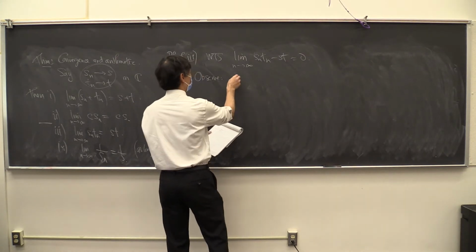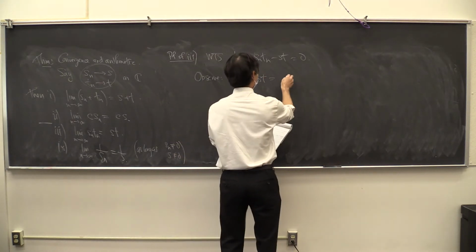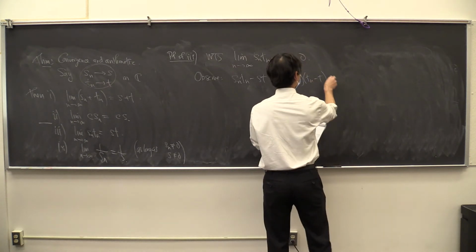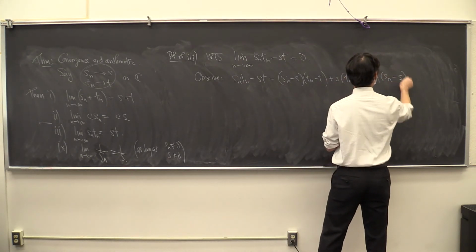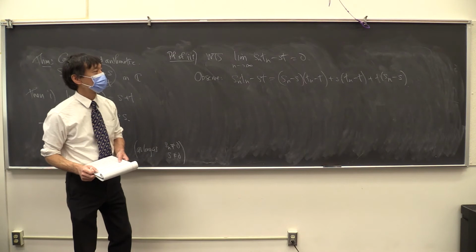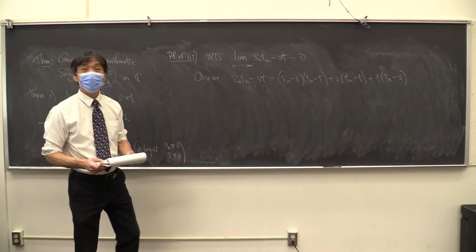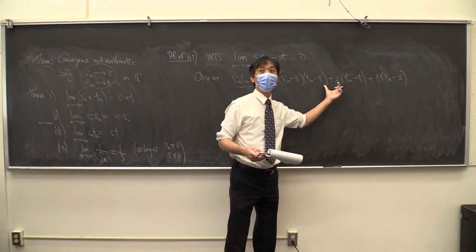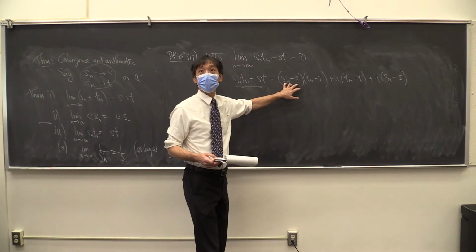make the following observation, that we can rewrite this SnTn minus ST in the following way, as (Sn minus S)(Tn minus T) plus S(Tn minus T) plus T(Sn minus S). So we take the thing that we're trying to control, and we rewrite it in this kind of funny way. Why do we do that? Because we're trying to introduce things that we have control over.